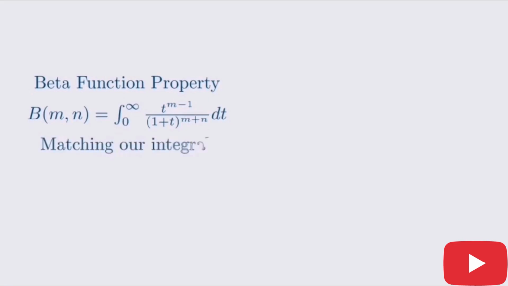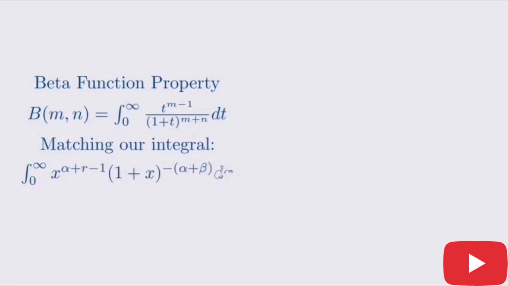To evaluate our integral, we need to recognize a specific form of the beta function. There is a known identity that relates the beta function to an improper integral. Notice the structure. We have a variable to a power in the numerator, and 1 plus that variable to a different power in the denominator. Let's compare this to our current integral.